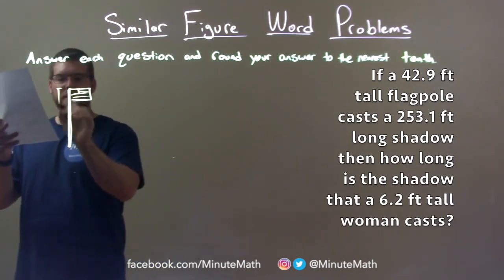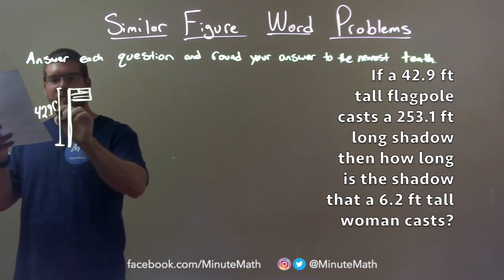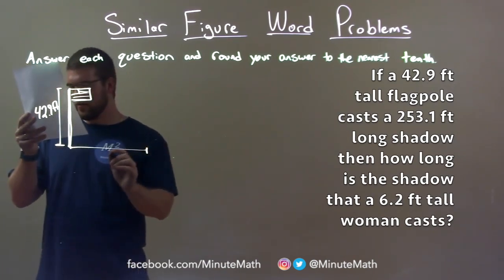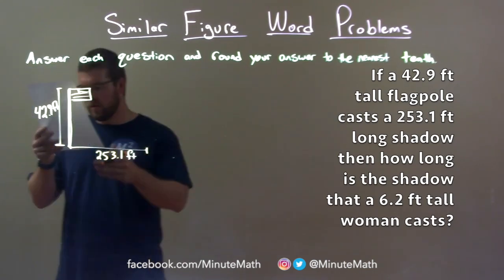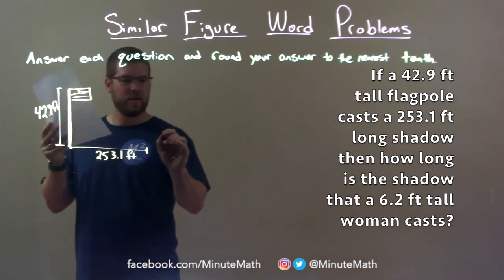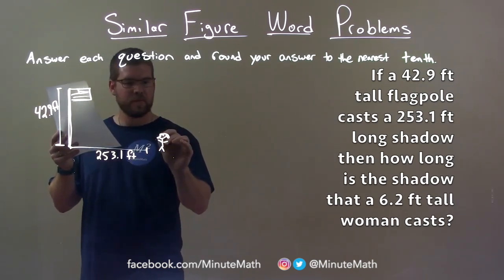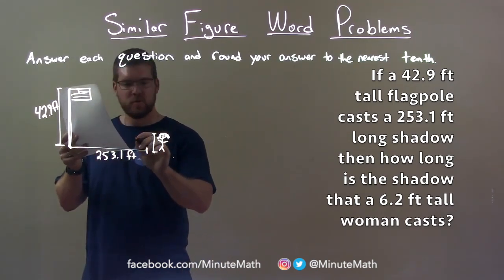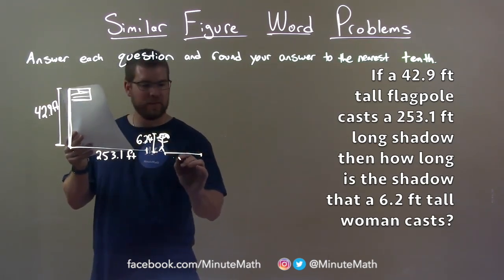Now this flagpole, right? If the flagpole, they tell us, is 42.9 feet tall, all right? And it casts a shadow, and that shadow is 253.1 feet long, all right? And then we got this woman standing there. I'm not an artist, but there we go. We got this woman standing there. All right, and she is 6.2 feet tall, actually, 6.2 feet. How long will her shadow be?